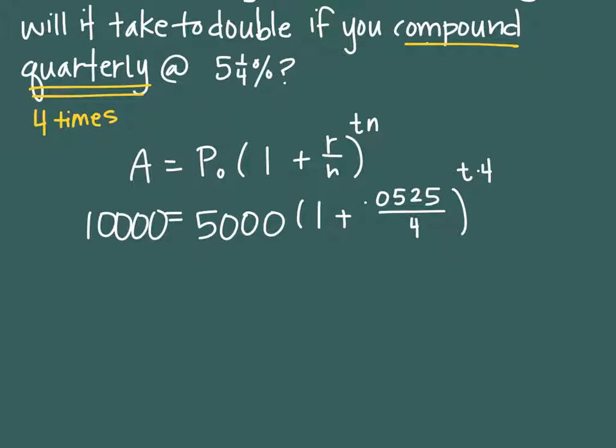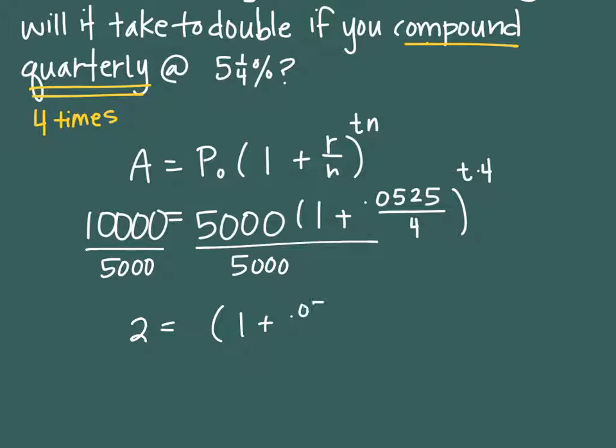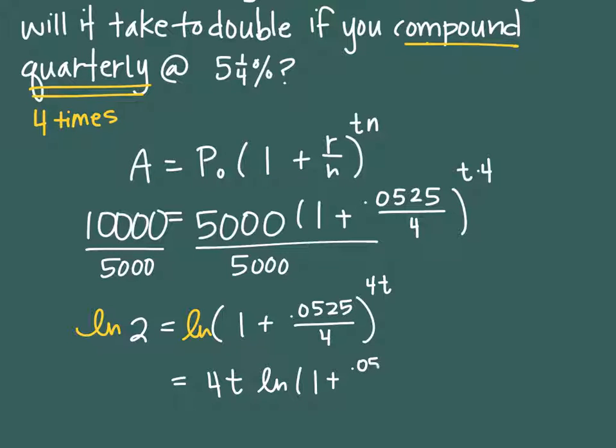All right, so we're going to divide by 5,000 on both sides. That just gives me 2. Then I have parentheses, 1 plus 0.0525 divided by 4 to the, I'm going to put 4t instead of t4, but it's the same thing. Then I'm going to use my natural log on both sides, which allows me to pull my 4t to the front. So 4t will now be in front of the natural log of 1 plus 0.0525 over 4. And the natural log will be in front of the 2.